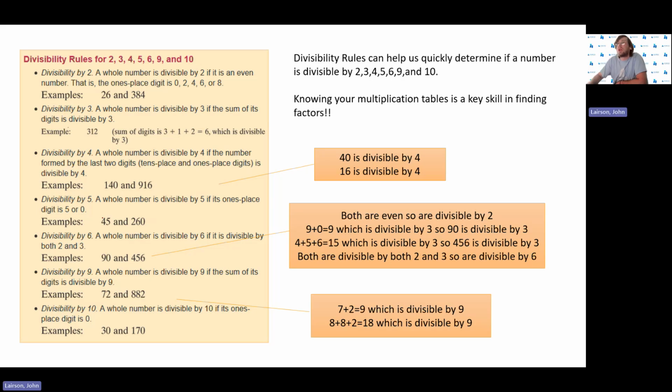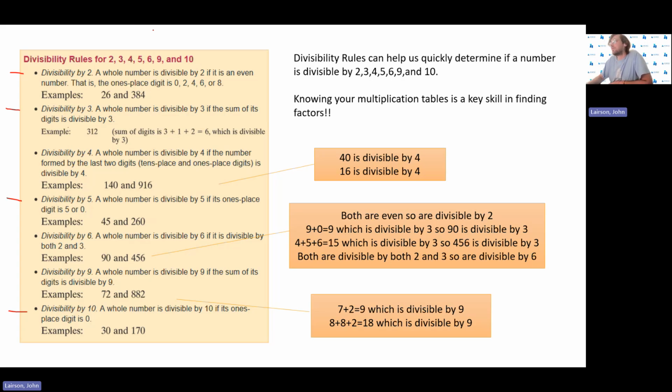So let's go through them. I'm going to go through 2, 3, 5, and 10. Divisibility rules for 4, 6, and 9 are really just the same as 2 and 3, just applied multiple times. So that's why I'm going to skip past them. I don't actually ever really use them. You can learn them if you want, but they're unnecessary.